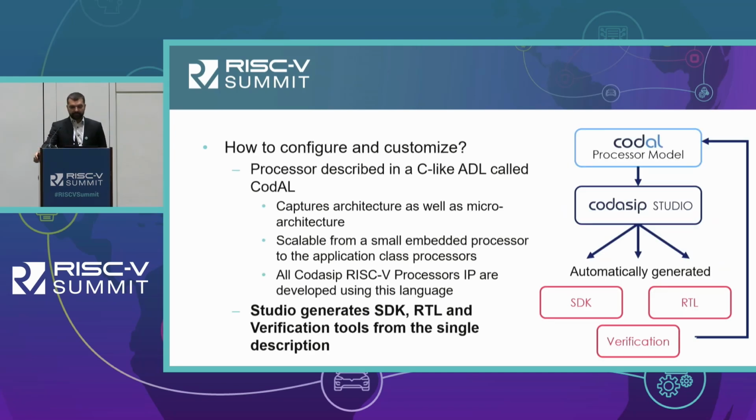It's done in a way that, as I mentioned, is described using this high-level description language in which we capture the architecture as well as microarchitecture. It scales well from the embedded up to the application class because every single IP that we have, and that includes the MP, is described using this architecture language. Then if you have this description, you can click on the button and you get all sorts of outputs. You get the SDK that consists of the C compiler that's aware of every single instruction that you have inside of your design.